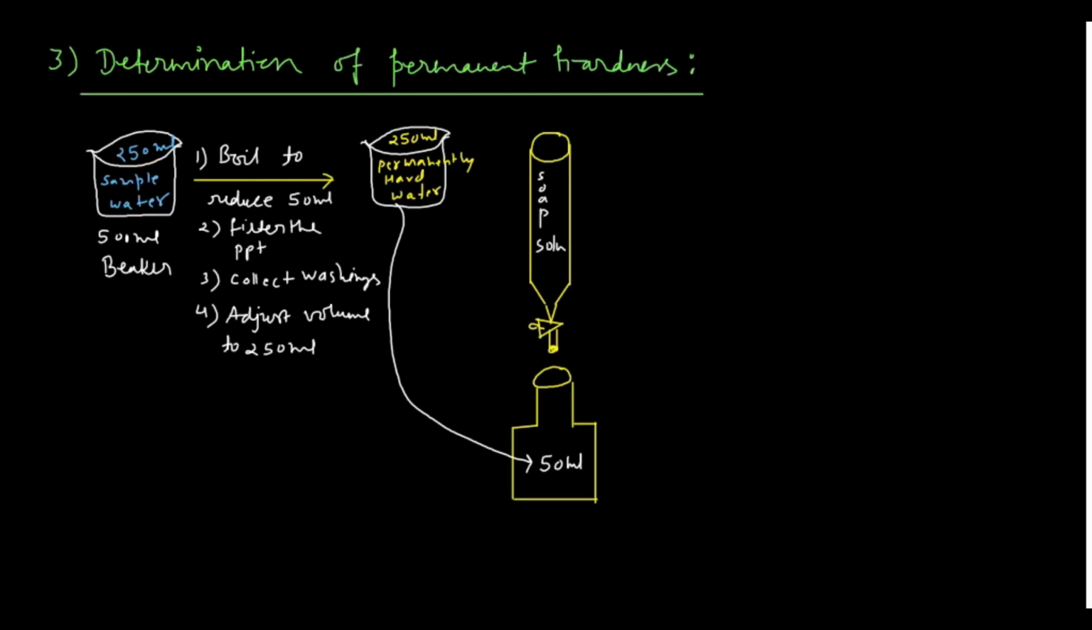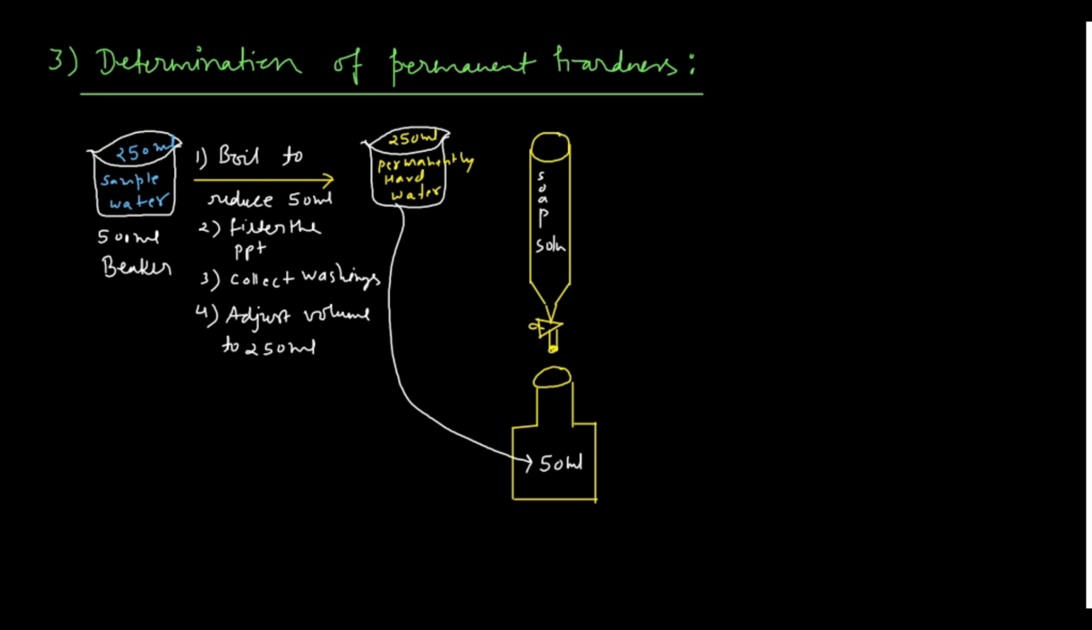Now moving further, this is my next step, not method, next step: determination of the permanent hardness. So how can I determine the permanent hardness? For this, I will take a 500 ml beaker, and into it I will take 250 ml of the sample water, which I used earlier for the estimation of the total hardness, and I'll boil this 250 ml of water and reduce it to 50 ml, so that all the temporary hardness is removed from this water sample.